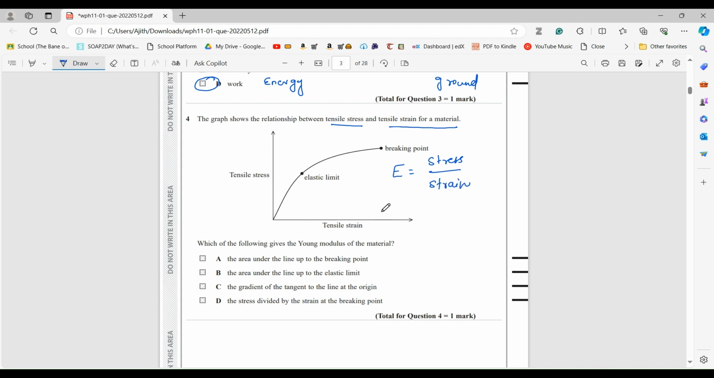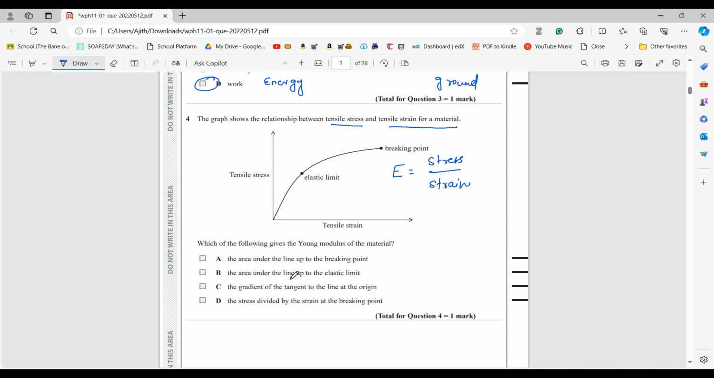So tensile stress over tensile strain, provided you have a straight line in the graph. Now if you look at it, you have a straight line, but it's slowly starting to curve, crossing its elastic limit, reaching a breaking point. So if we are having such a graph, if we find the gradient of the graph, it will give you the Young's modulus. So out of the 4 options given, we can leave out option A and B.